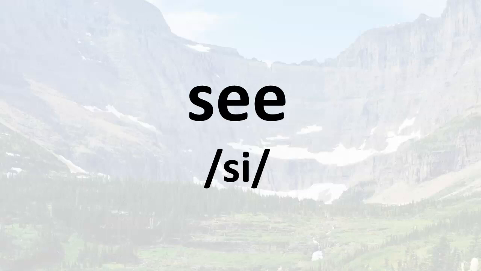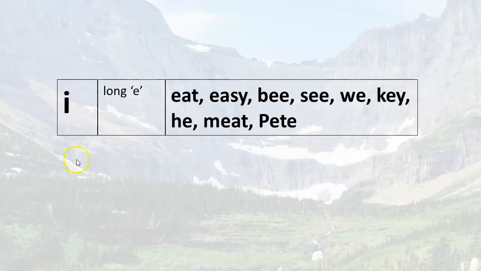Okay, so now that you know the sound is E, this is the sound in all of these words here. So now you can pronounce them easily. E, eat, easy, bee, see, we, key, he, meet, peat.